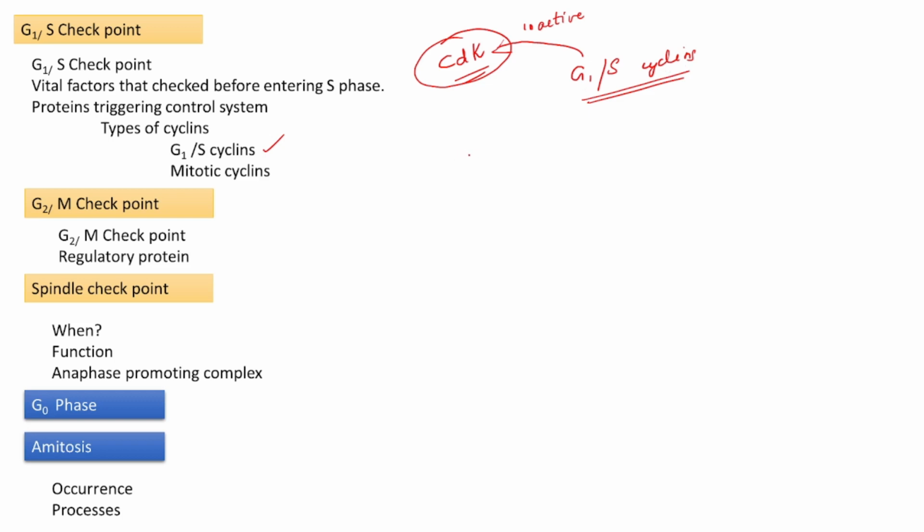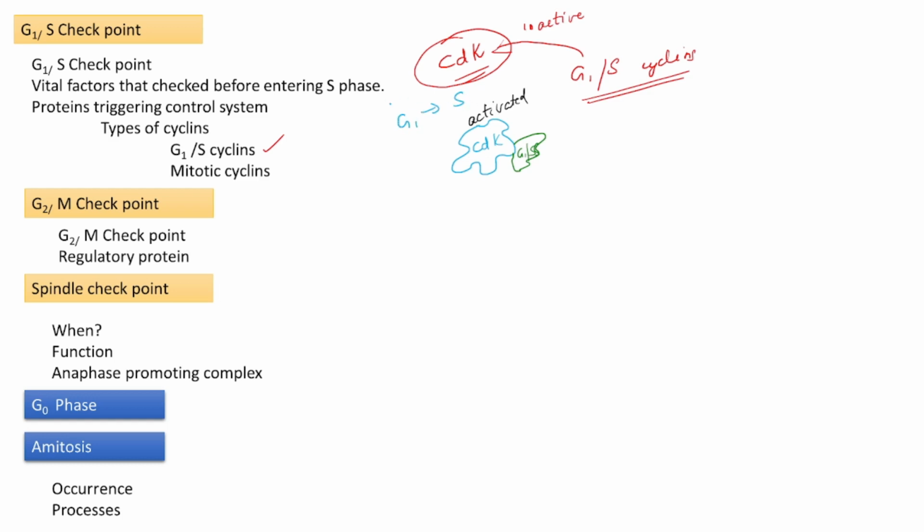I am just going to draw the protein that is giving the signal, that is CDK. Alone it is inactive. As it gets the companionship of this G1S cyclin, as this G1S cyclin comes and binds with this CDK, then it becomes activated, and it gives a signal to the cell to proceed from G1 to S phase.